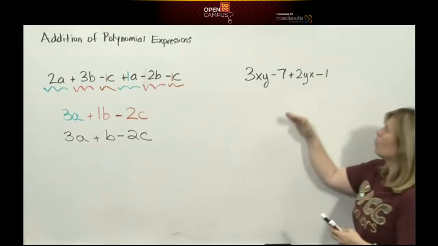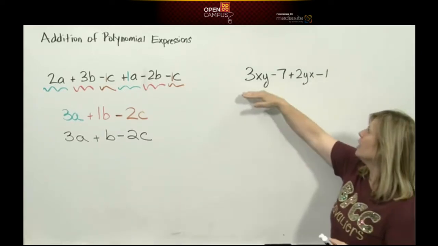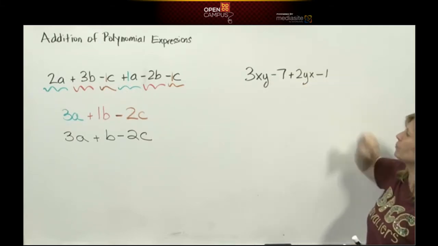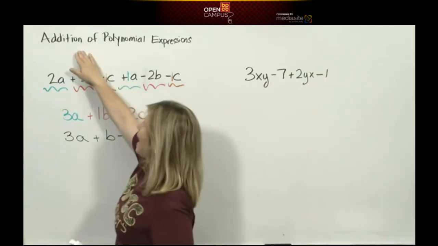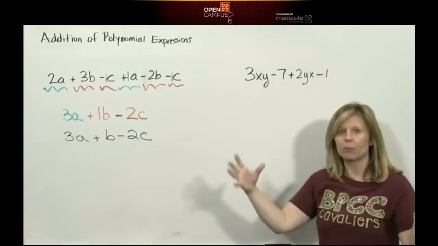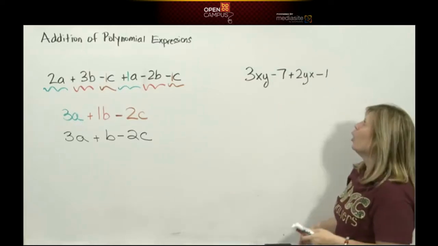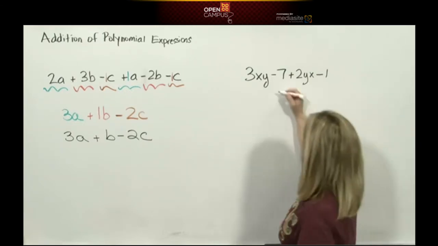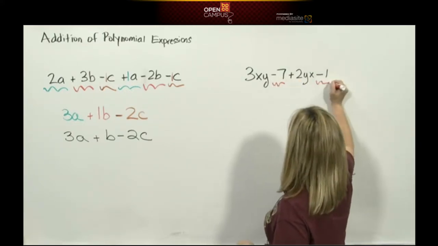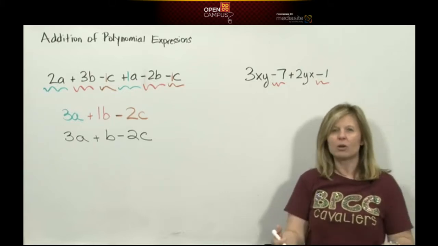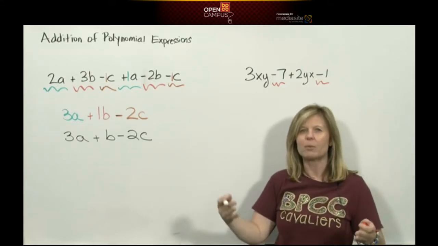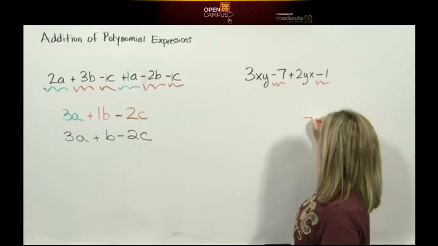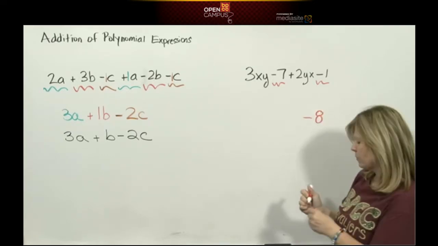Okay, let's look at one more polynomial expression. 3xy minus 7 plus 2yx minus 1. Okay, we want to add. Now, add means to bring together terms that are alike. Well, we obviously understand here the first thing that's alike are the constants, the numbers. Negative 7 and negative 1 are alike. And because they're both negative, the signs are the same, we would add them and we would get a negative 8. And when we write a constant, it always goes at the end.